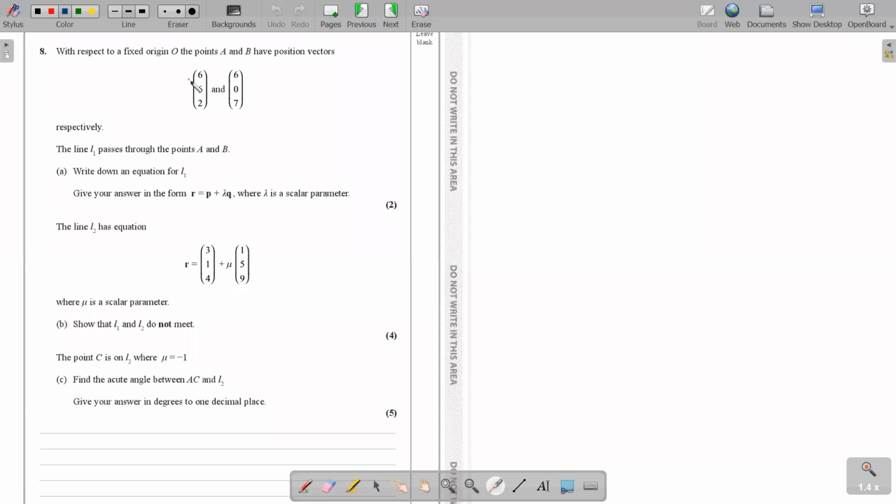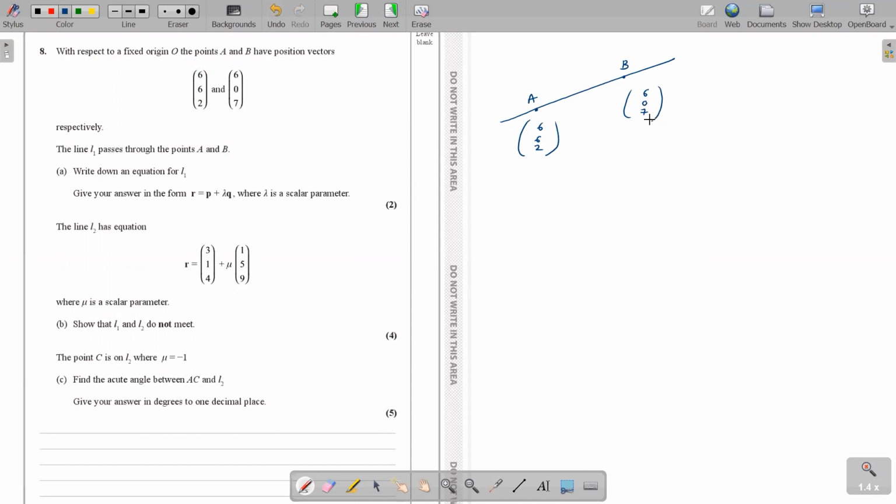Okay, moving on to question number 8. With respect to a fixed origin O, the points A and B have position vectors (6, 6, 2) and (6, 0, 7). So basically they have given you two position vectors, one is point A, the other is point B. These are the coordinates of two particular points on your line.